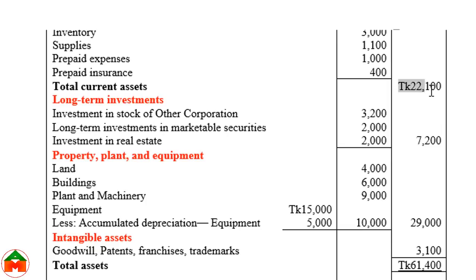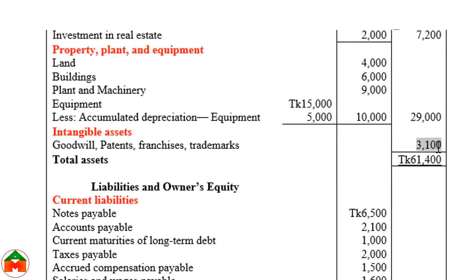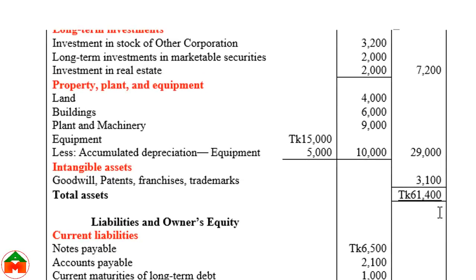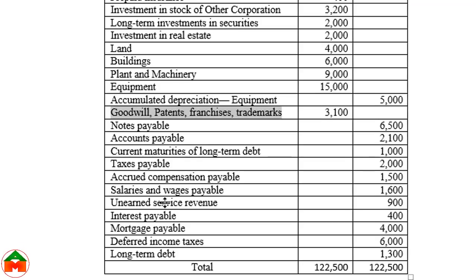So this is total current assets, this is total investment, this is property, plant and equipment, and this is intangible assets. If we add these four items, 22,100, 7,200, 29,000 and 3,100, the total amount will be 61,400, which is considered total assets. This is the amount of total assets, 61,400. Now let's get back to the question.